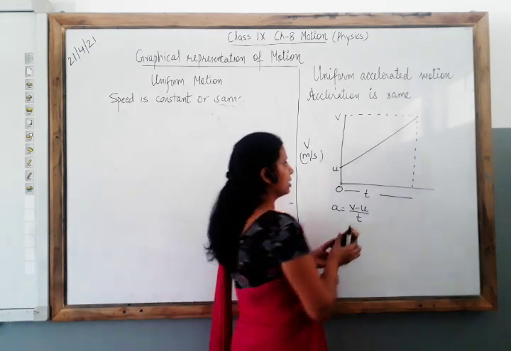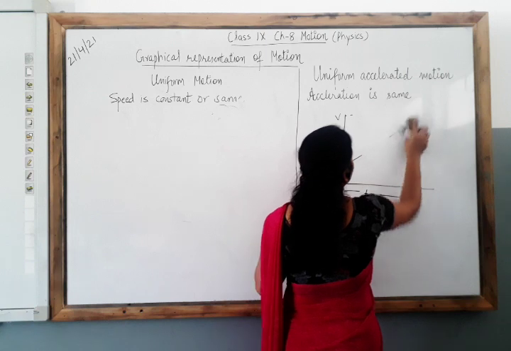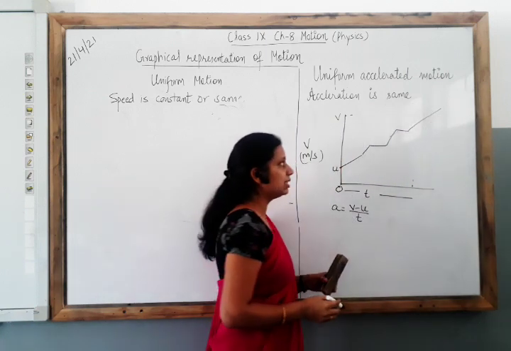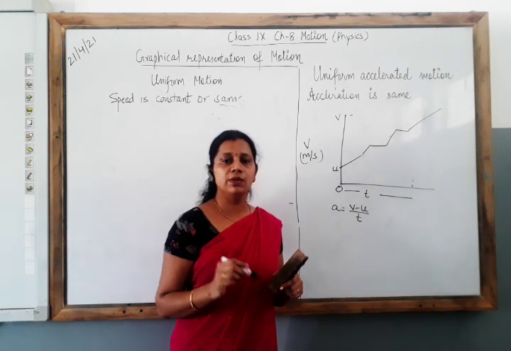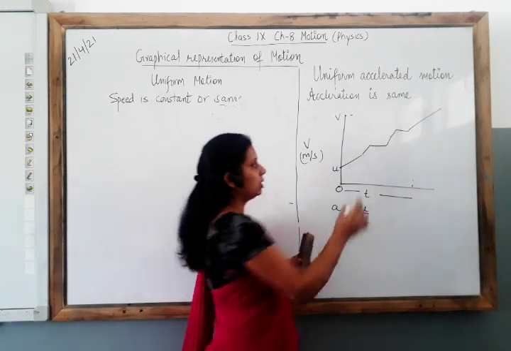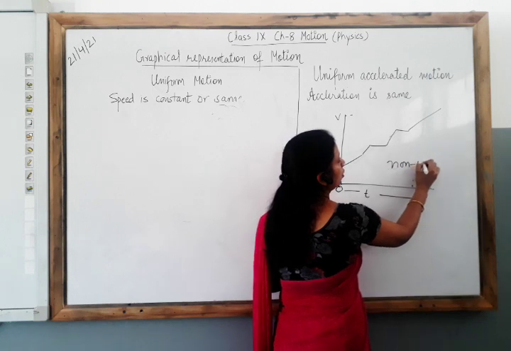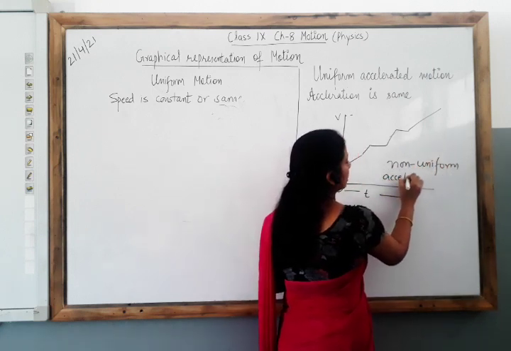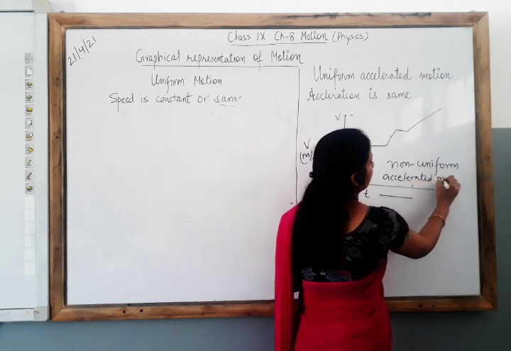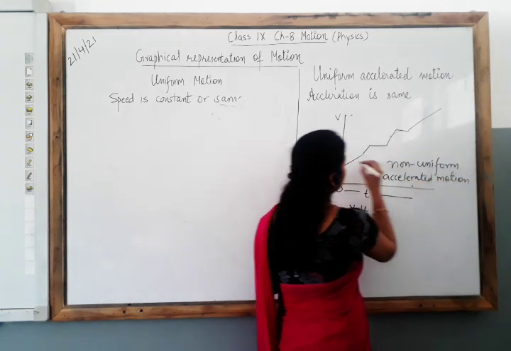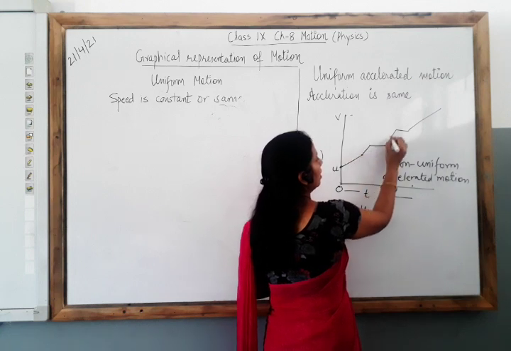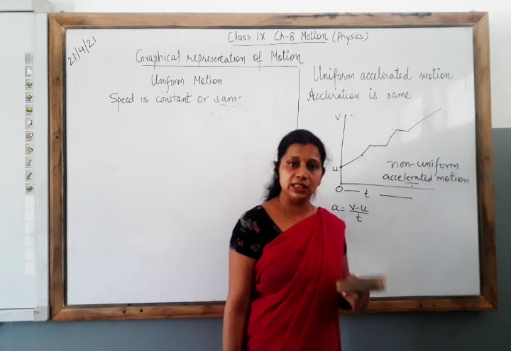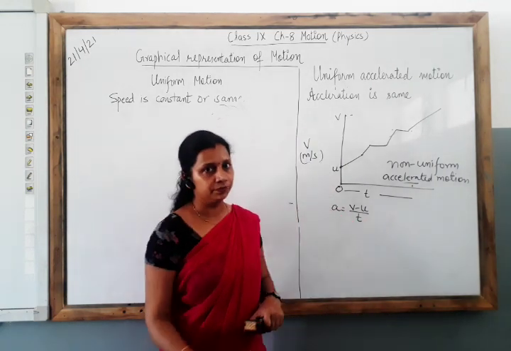And if it is not a straight line, if it is any type of curve, that means this is non-uniform accelerated motion. Okay, so this is the graph of non-uniform accelerated motion. That means acceleration is not the same, it is changing as the velocity keeps on changing. That's why acceleration is also changing. That's why it is not uniform.